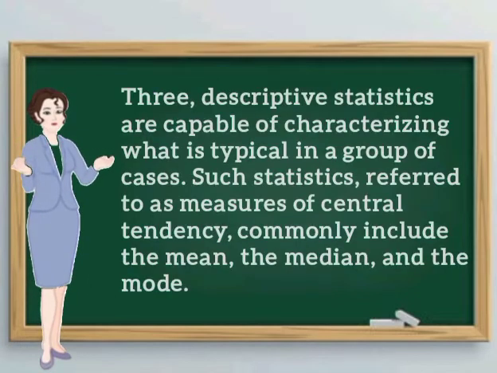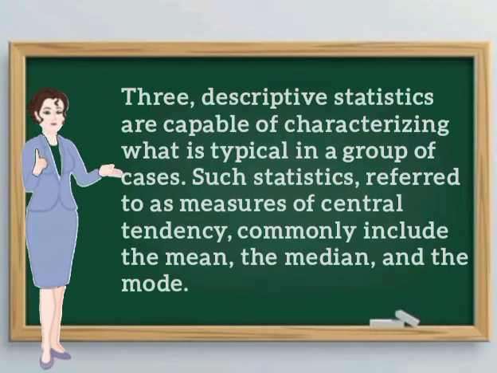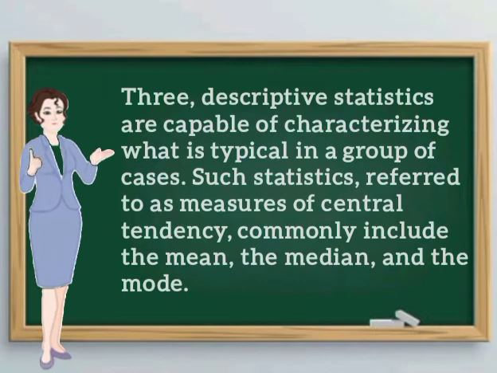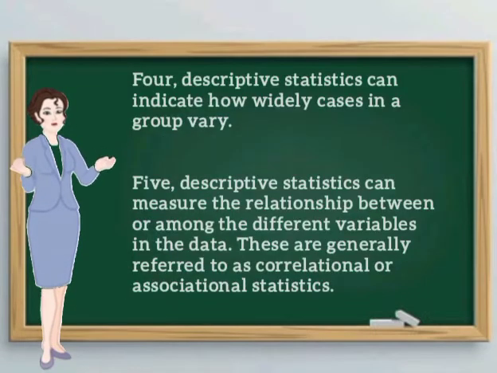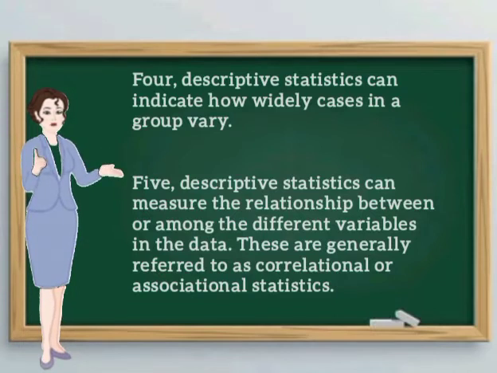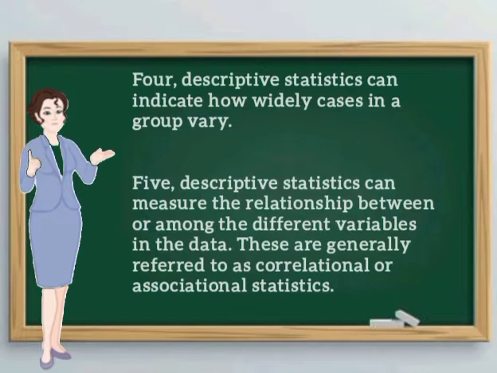3. Descriptive statistics are capable of characterizing what is typical in a group of cases. Such statistics, referred to as measures of central tendency, commonly include the mean, the median, and the mode. 4. Descriptive statistics can indicate how widely cases in a group vary. 5. Descriptive statistics can measure the relationship between or among the different variables in the data. These are generally referred to as correlational or associational statistics.